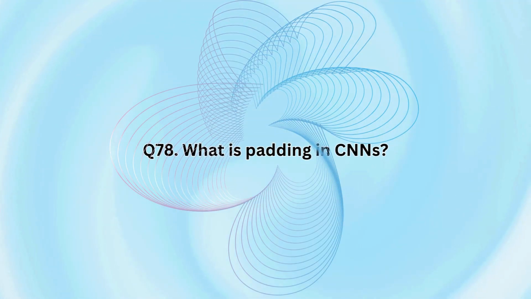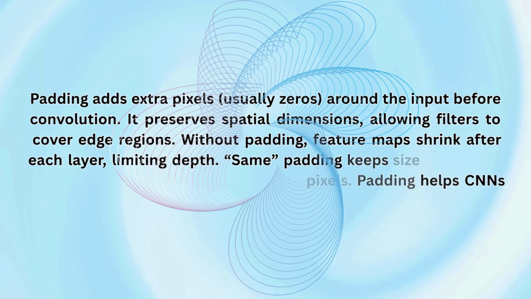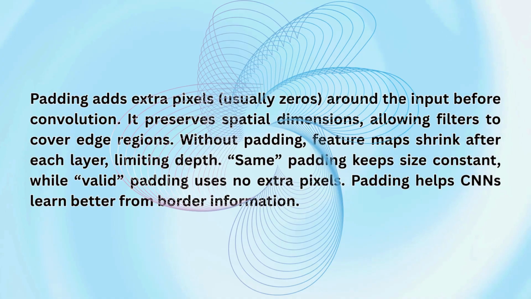What is padding in CNNs? Padding adds extra pixels, usually zeros, around the input before convolution. It preserves spatial dimensions, allowing filters to cover edge regions. Without padding, feature maps shrink after each layer, limiting depth. Same padding keeps size constant, while valid padding uses no extra pixels. Padding helps CNNs learn better from border information.